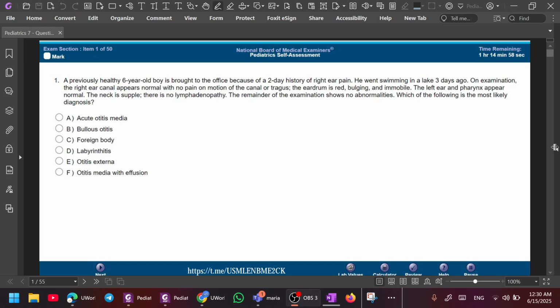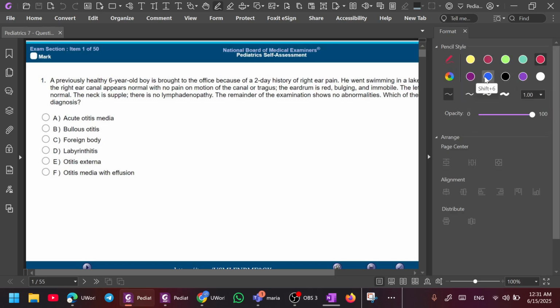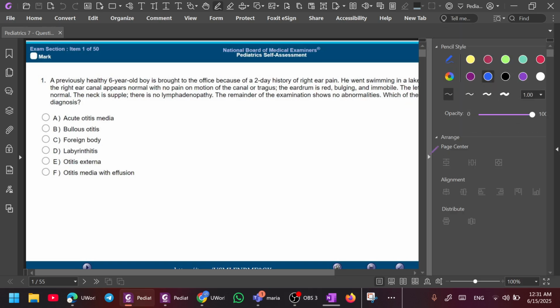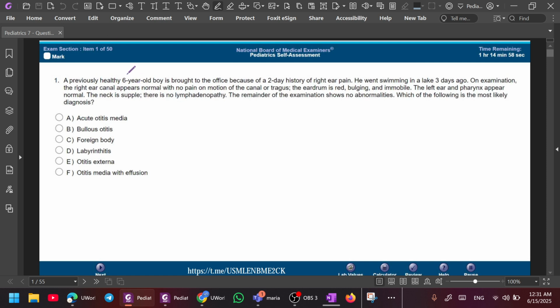A previously healthy 6-year-old boy is brought to the office because of a 2-day history of right ear pain. He went swimming in the lake 3 days ago.